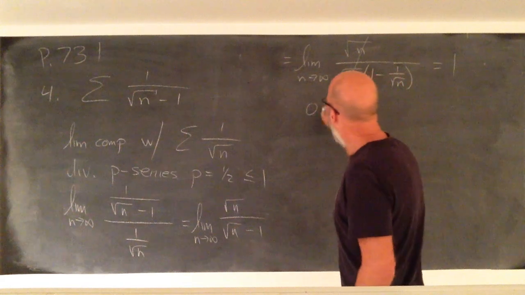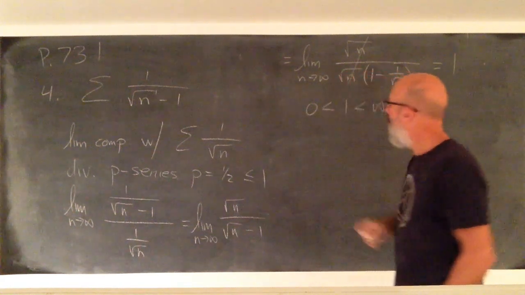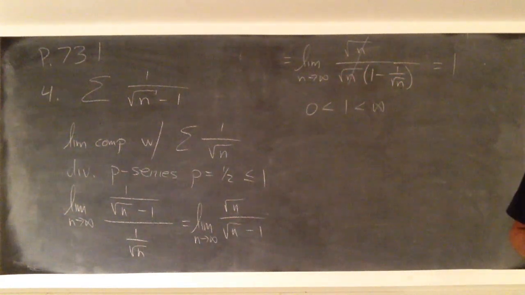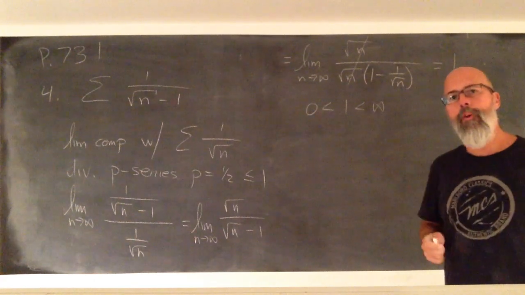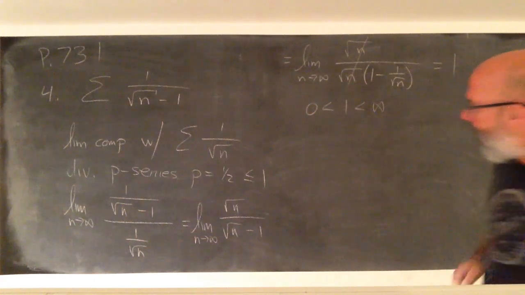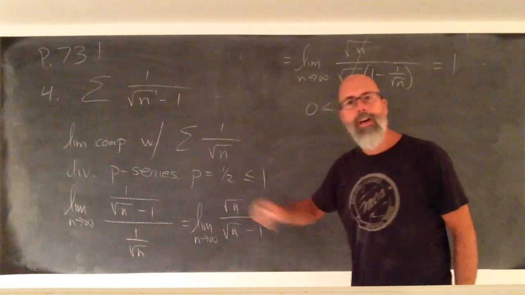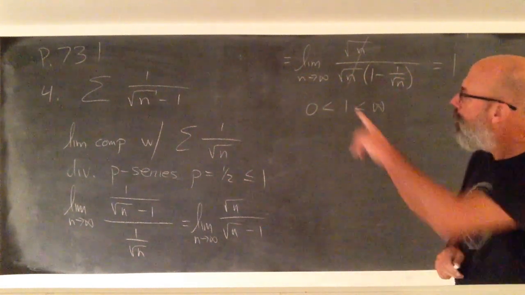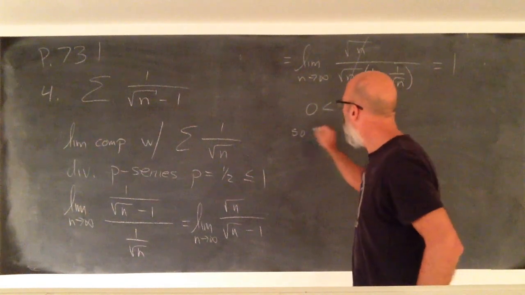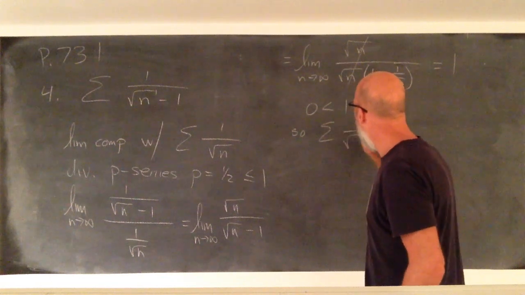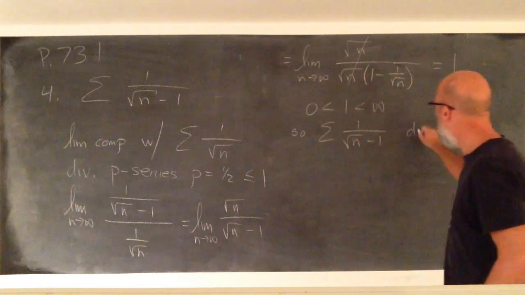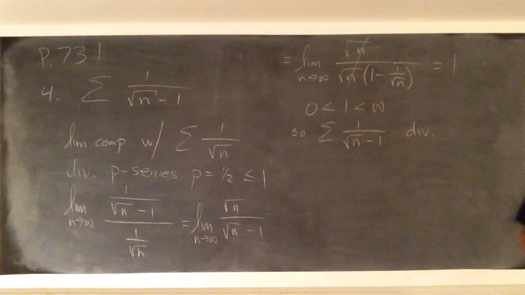Again, 1 is bigger than 0 and less than infinity, so both series converge, or both series diverge, but we started out with a divergent series. So the series 1 over root of n minus 1 diverges as well by the limit comparison test.